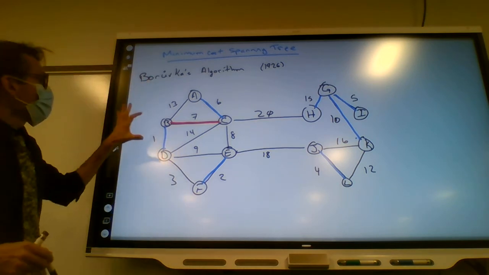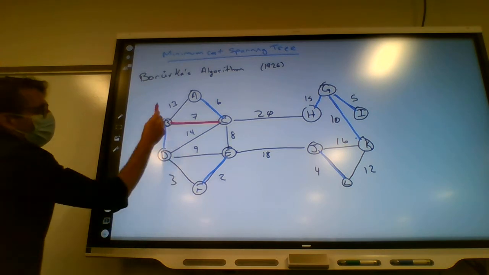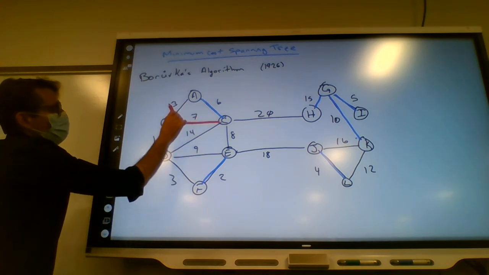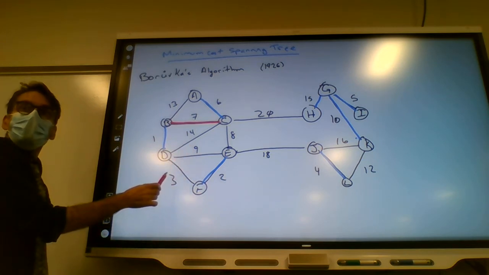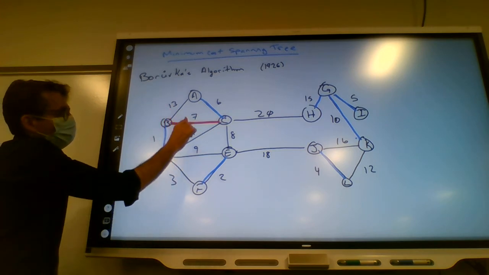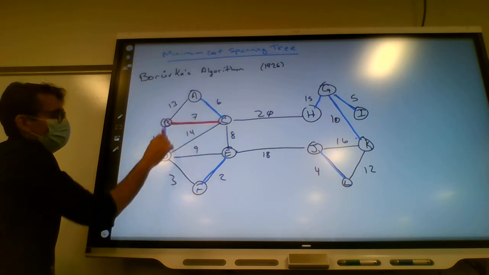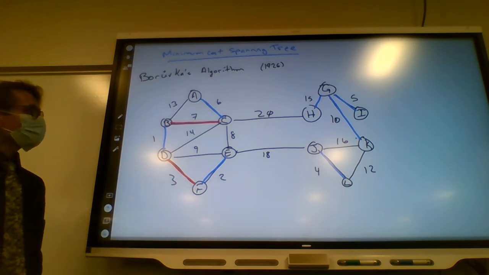Okay. Now we're going to do the same thing with BD. What's the smallest weight out of there? Well, there's a 13, a 7, a 14, a 9, and a 3. Right? These are the edges. Well, a 3. So we're going to take the 3 at this point.